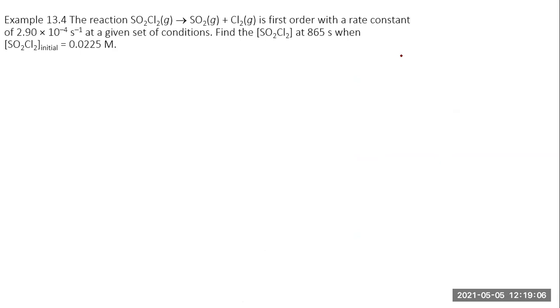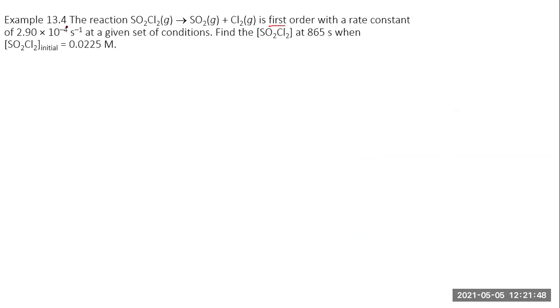All right, so let's try another one here. We got this reaction going. It's got a rate constant. In this case, we want to find what the concentration of our reactant would be after about 865 seconds have gone by, and we started with an initial concentration of 0.0225. So take a few moments here to see what you come up with.